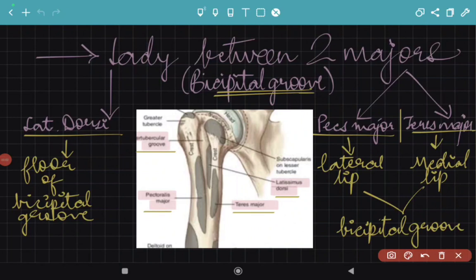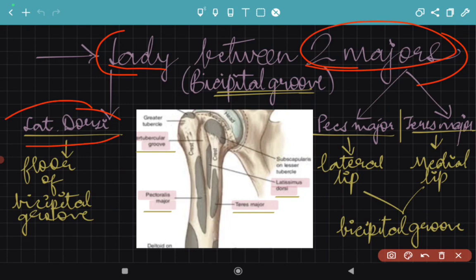Let's see something more interesting about the bicipital groove. We have come across this famous mnemonic, lady between two measures, where the word lady represents latissimus dorsi muscle and the two measures represents pectoralis major and teres major.